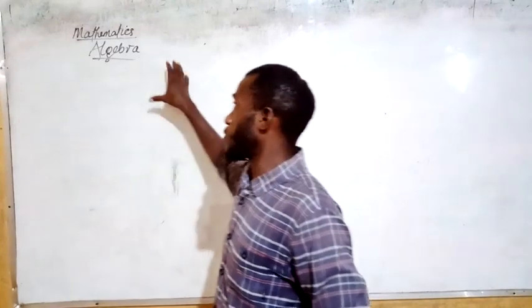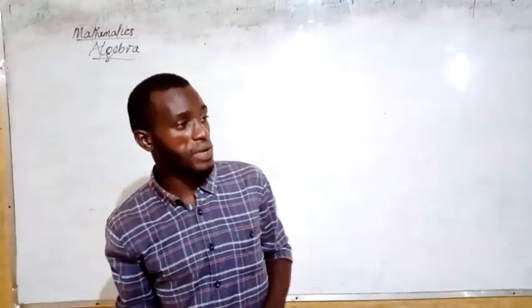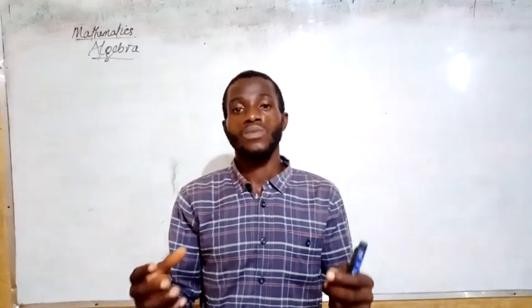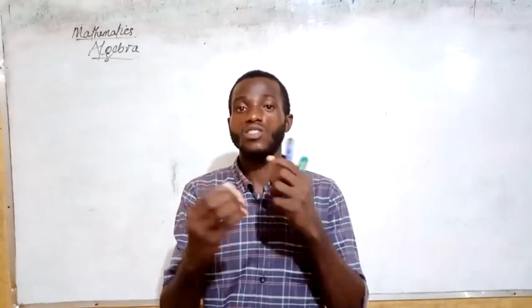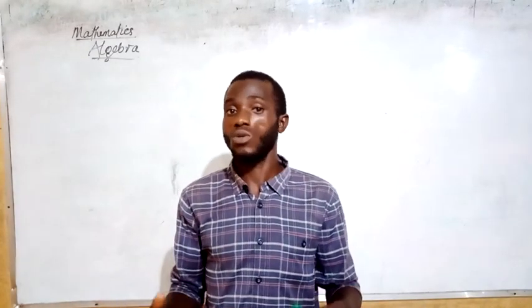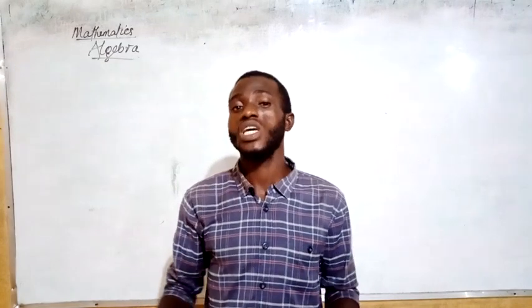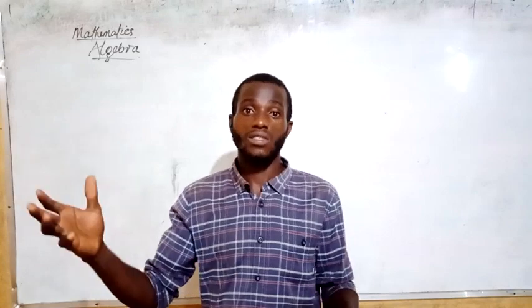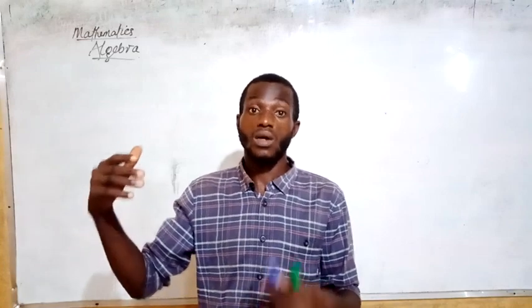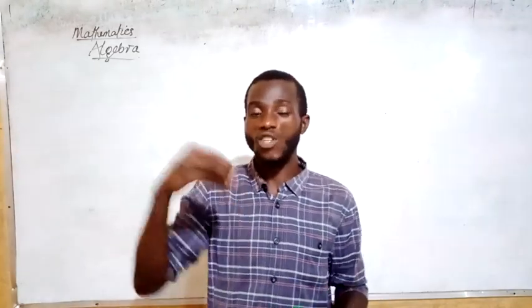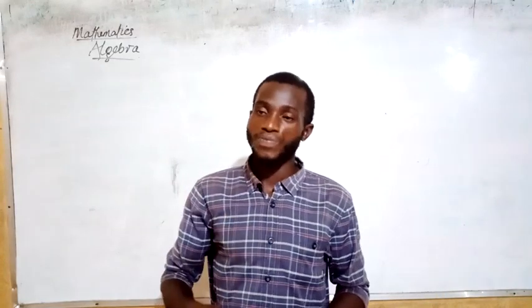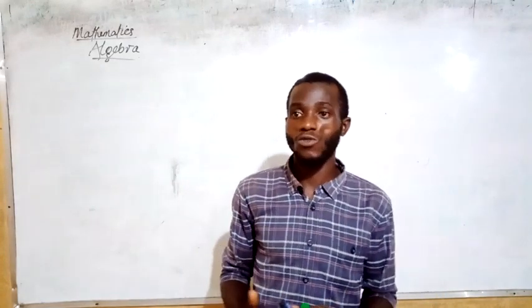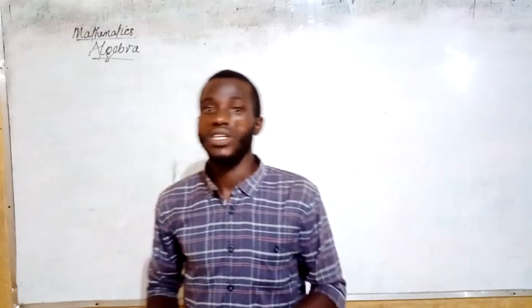Now, what is an algebra? An algebra is simply a mathematical system where we use letters to represent numbers. Those numbers are actually unknown to us, so we use letters or other alphabets to represent the numbers that we don't know. Basically, we use the English alphabet to represent them.